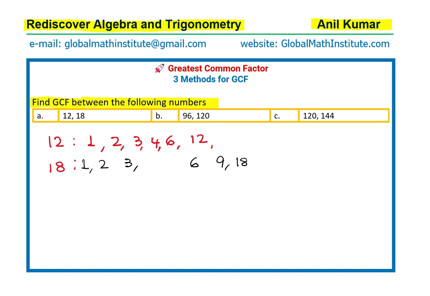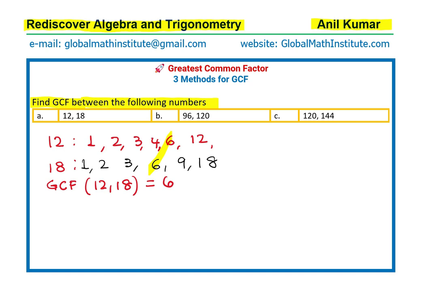Now once we have written all the factors, let me write 6, 9, 18 closer. Now we can see which are common and which is the greatest. So the greatest common factor in this particular case happens to be 6. 6 is common to both, and that is the greatest common factor. So it is simple, we could write that the greatest common factor between 12 and 18 is basically 6.